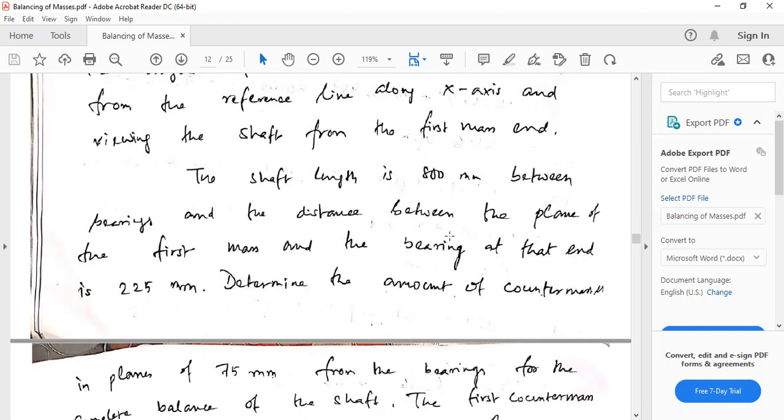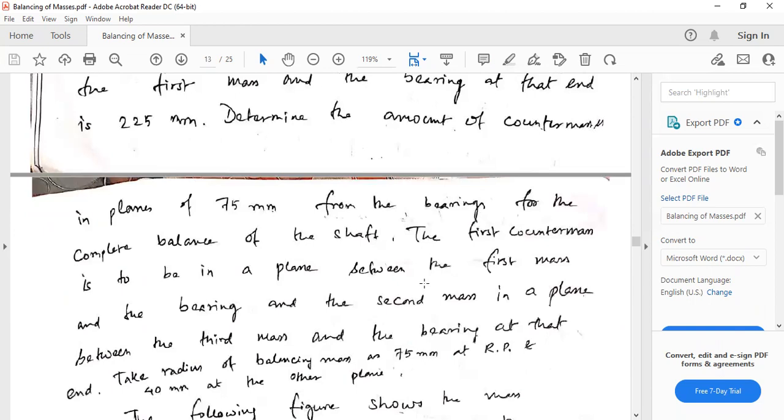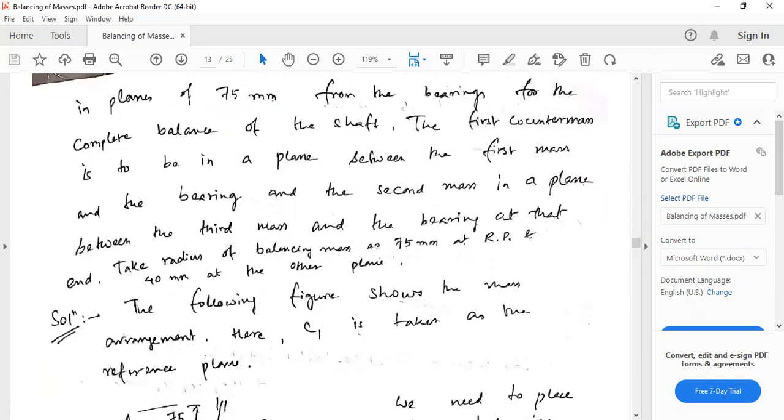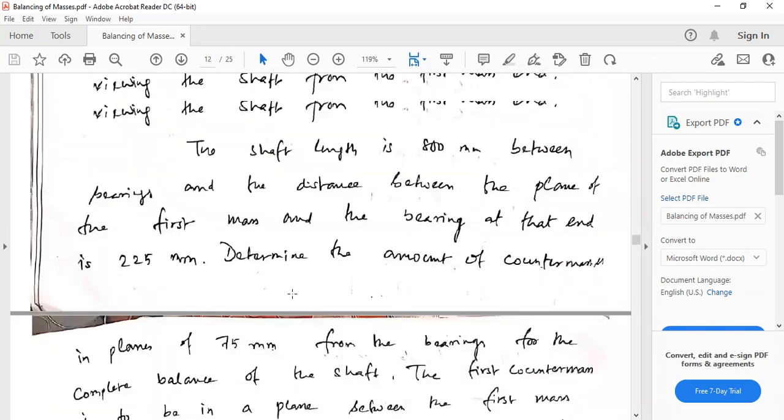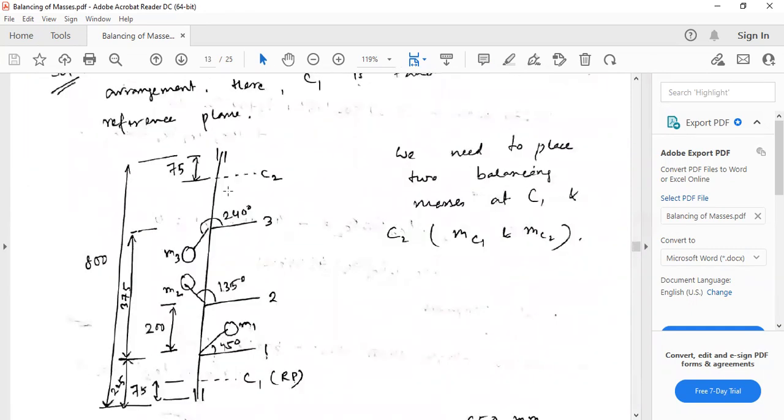Determine the amount of counter masses in planes 75 mm from the bearings for the complete balance of the shaft. The first counter mass is to be in a plane between the first mass and the bearing, and the second in a plane between the third mass and the bearing at that end. So you have to understand this part. The total length between the bearings is given. That means from the first bearing to the last bearing, that is 800 mm.